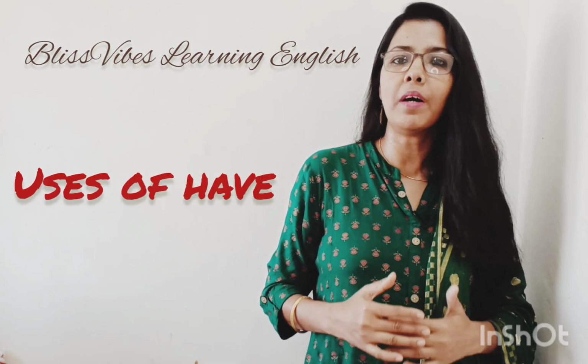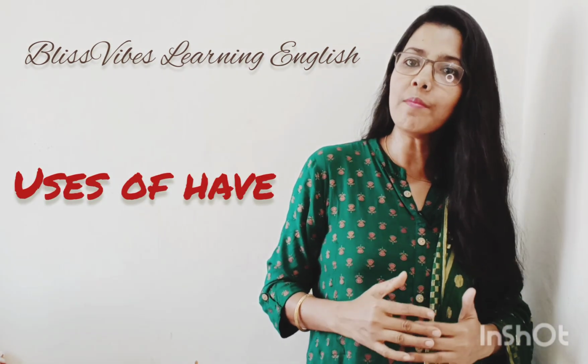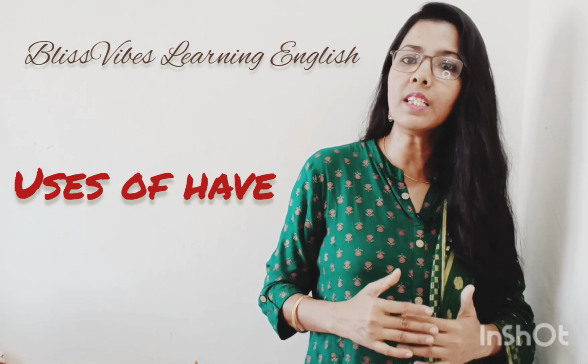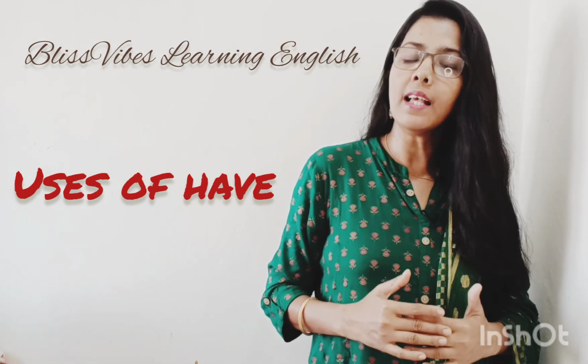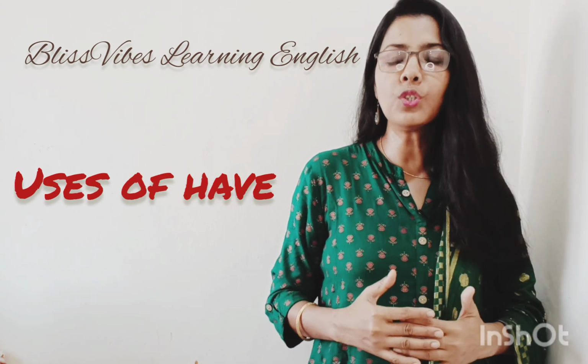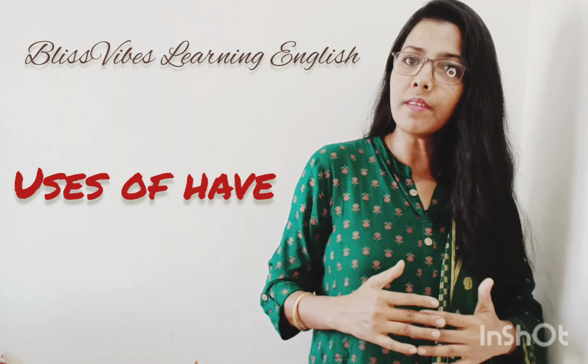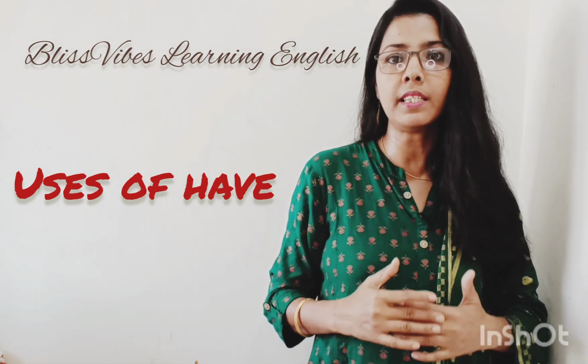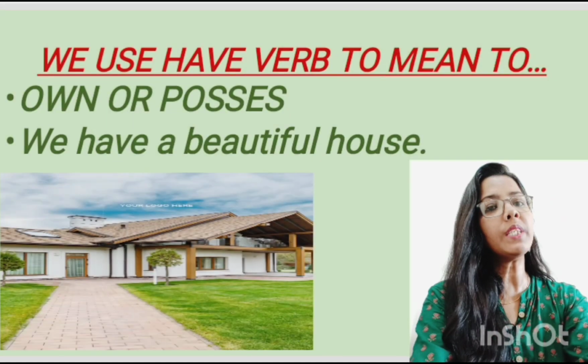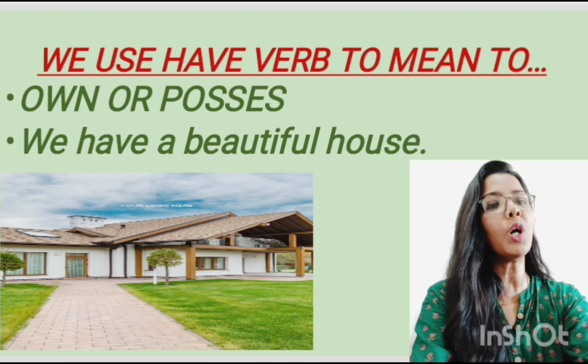Now let's learn about have in detail. Have is an irregular verb. It has three different forms: have, has and had. It can be used both as a main verb and as an auxiliary verb. As a main verb, it has lots of uses and meanings. We use have verb to mean to own or possess.